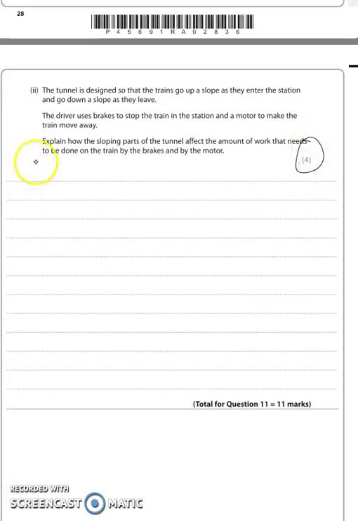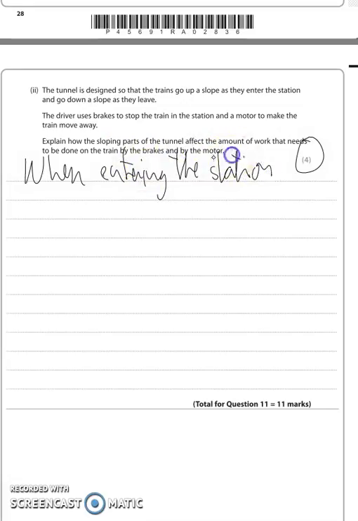You could break it down into when entering the station. Now, in this same paper, I can't remember which question, they asked you for an equation that linked force and distance. So work is the amount of force that it needs and the distance that it travels. So as it's coming in and it's going up, its kinetic energy is being transferred to gravitational potential energy, which is the question that they just asked you.